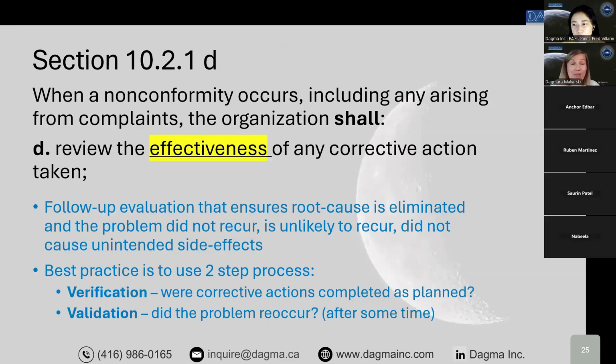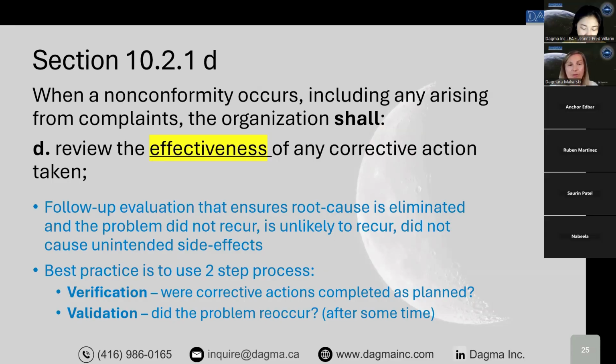Next, we need to review the effectiveness of any corrective action taken. So here I have some good discussions with some organizations on the intent of this effectiveness review. We follow up with an evaluation that ensures the root cause is eliminated and the problem did not recur, is unlikely to reoccur, or did not cause unintended side effects. So this is the follow-up. The effectiveness is the review.